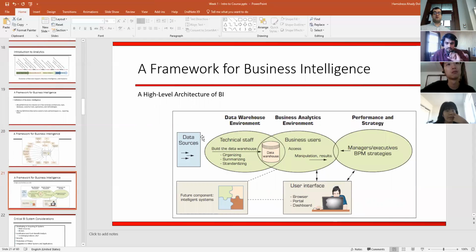Again, this is the overall framework for business intelligence. First one is managing the data and finding some general report about the data. Then you use some models, and then at the end you get reports.